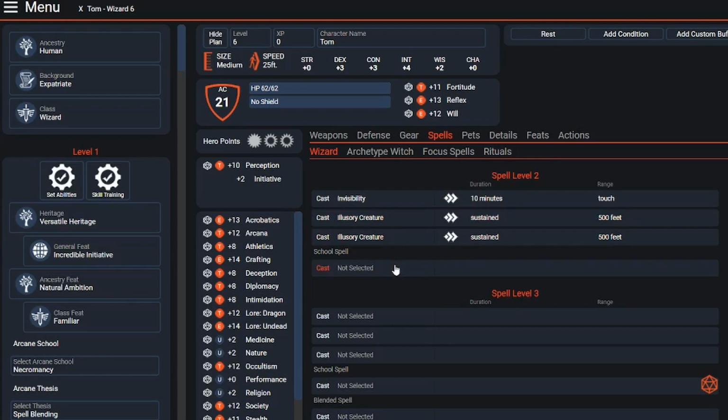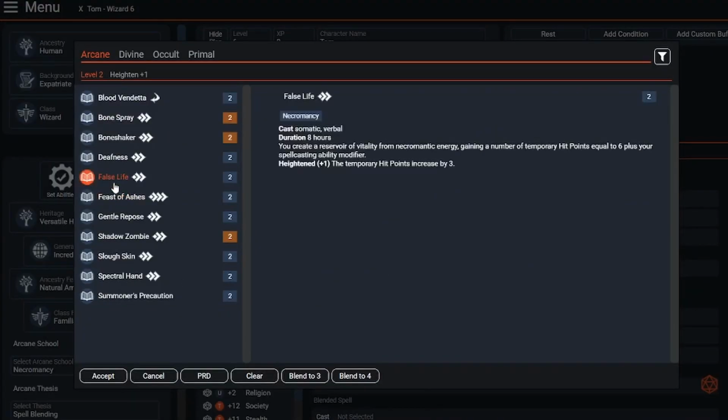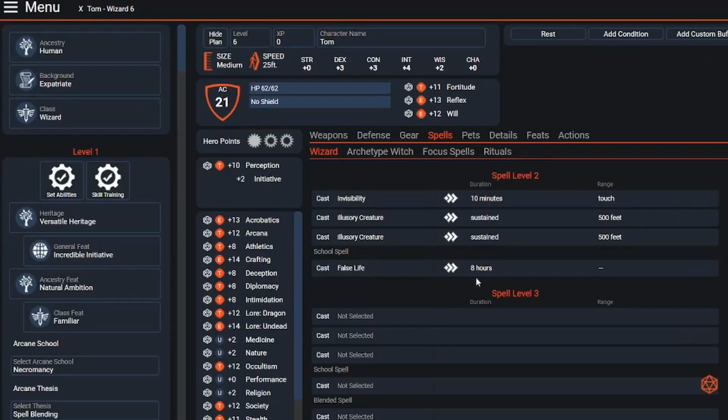We can have a school spell here, and False Life is a pretty nice necromancy spell. It lasts for 8 hours, and it gives us extra temporary hit points. We are a squishy caster. Any help we can get to survive is pretty good.